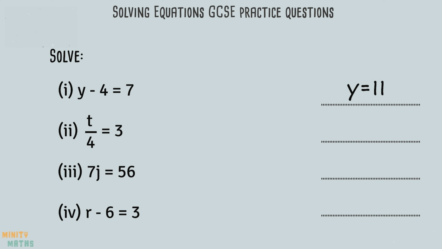For question 2, t has been divided by 4. So, we need to multiply both sides by 4, to cancel out the division and leave t on its own. For question 3 we are told that 7 lots of j equals 56, so we need to find out what 1j would equal. To do this we divide both sides by 7, so we are left with 1j. For the final part, we can add 6 to both sides of the equation.